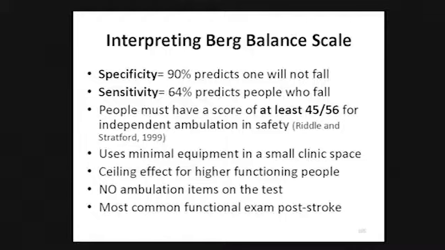That's your cutoffs. With a lot of these tools, we're looking for what's the cutoff? You're trying to convince an insurance company a person needs services. That's your cutoff. If they don't get at least a 45 out of a total of 56, they're not likely to be independent ambulators in the community.